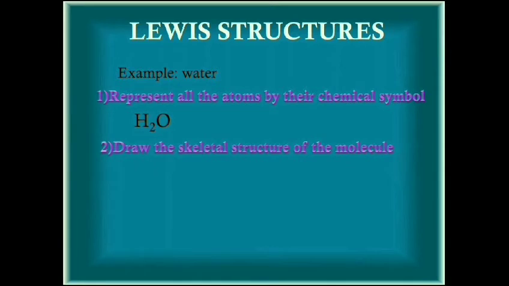Step 2. Draw the skeletal structure of the molecule. While drawing the skeletal structure, always remember to place the less electronegative atom at the center. It is usually the element there is only one of. Here we have one oxygen atom and two hydrogens. Hence, let us place the oxygen at the center.